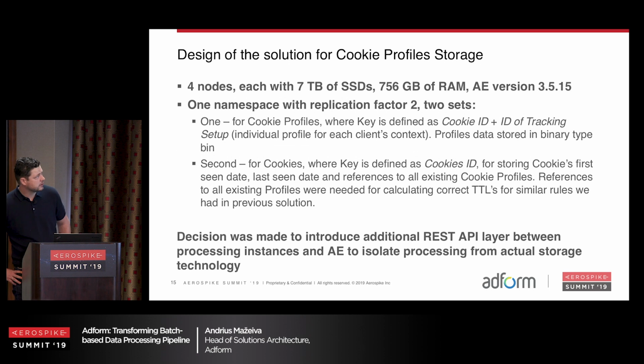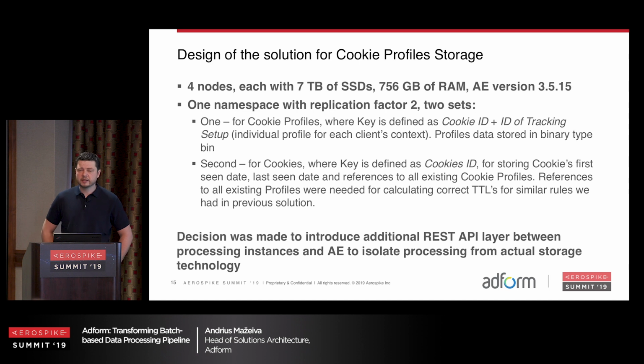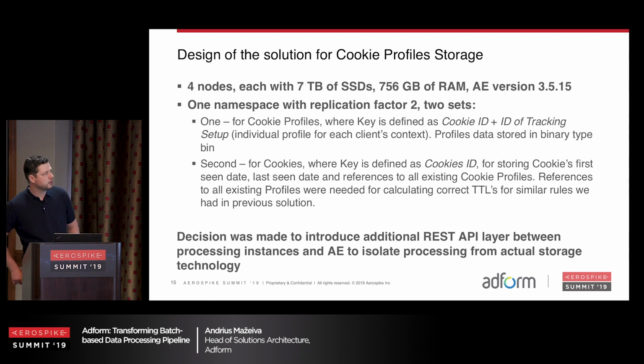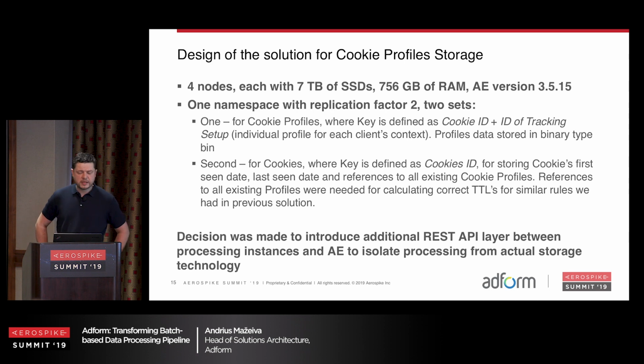So how did the initial design look? We designed the Aerospike cluster of 4 nodes, each with 7 terabytes of SSD disks and 756 gigabytes of RAM, and the Aerospike version at that moment was 3.5.15. As I remember, this was the newest version at that moment. We designed it as one namespace with replication factor 2 and with 2 sets, one for cookie profiles. The key is defined as cookie ID plus ID of the tracking setup, an individual profile for each client, very similar to what we had in the SQL server. And profile data is stored in a binary type bin, plus additional less important bins.